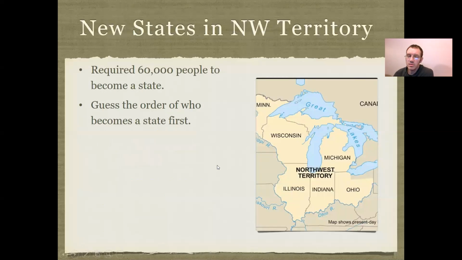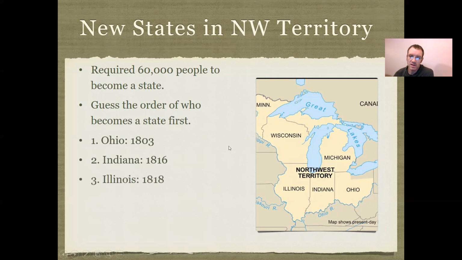And to become a state, you needed 60,000 people. Once you had 60,000 people, you could ask basically to become a state in the United States. So which places do you think came first? Take your guess. The first one is going to be Ohio. Well, that makes sense. They're the furthest east. So next, what do you think? Michigan or Indiana? Indiana is next. And that's partially because it's right on that Ohio River.